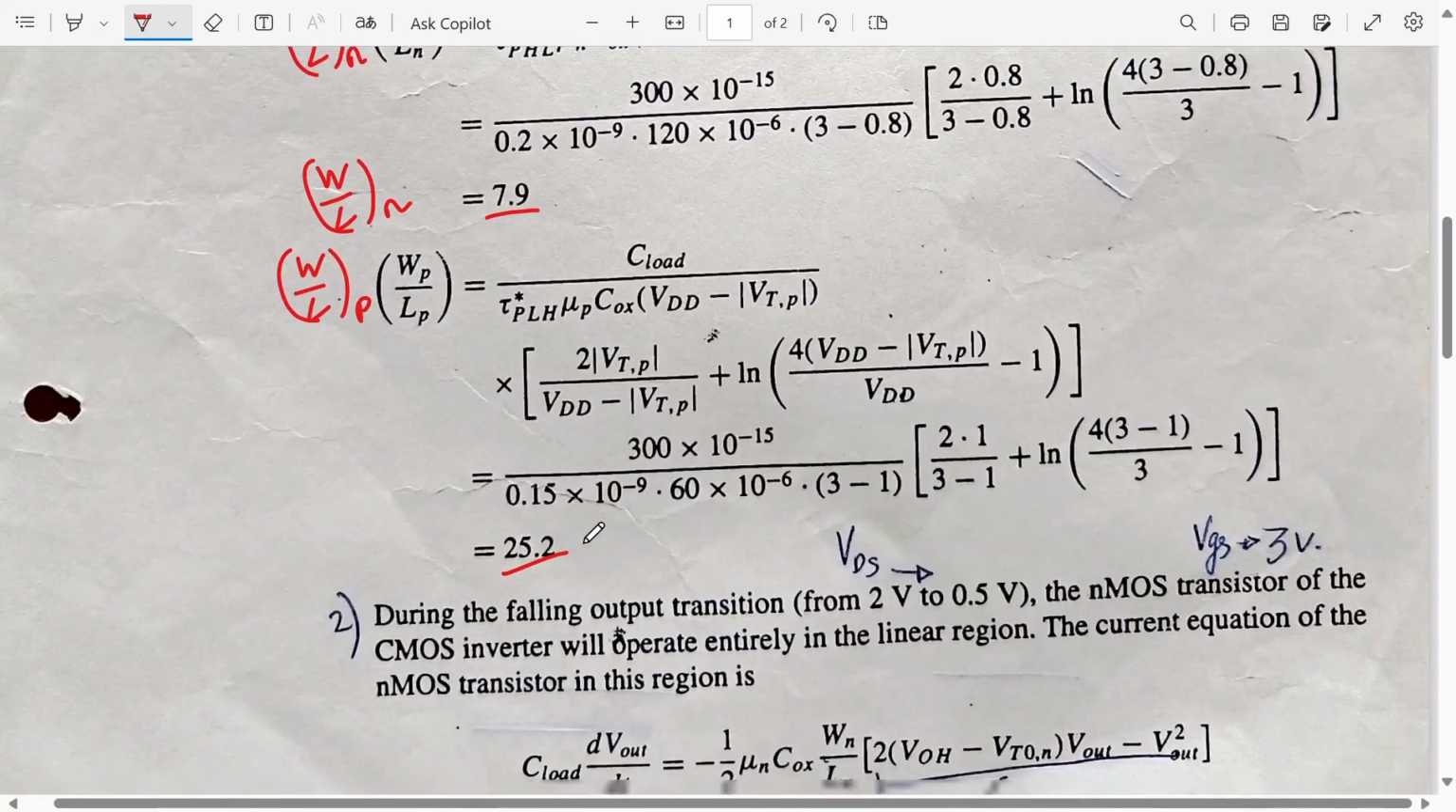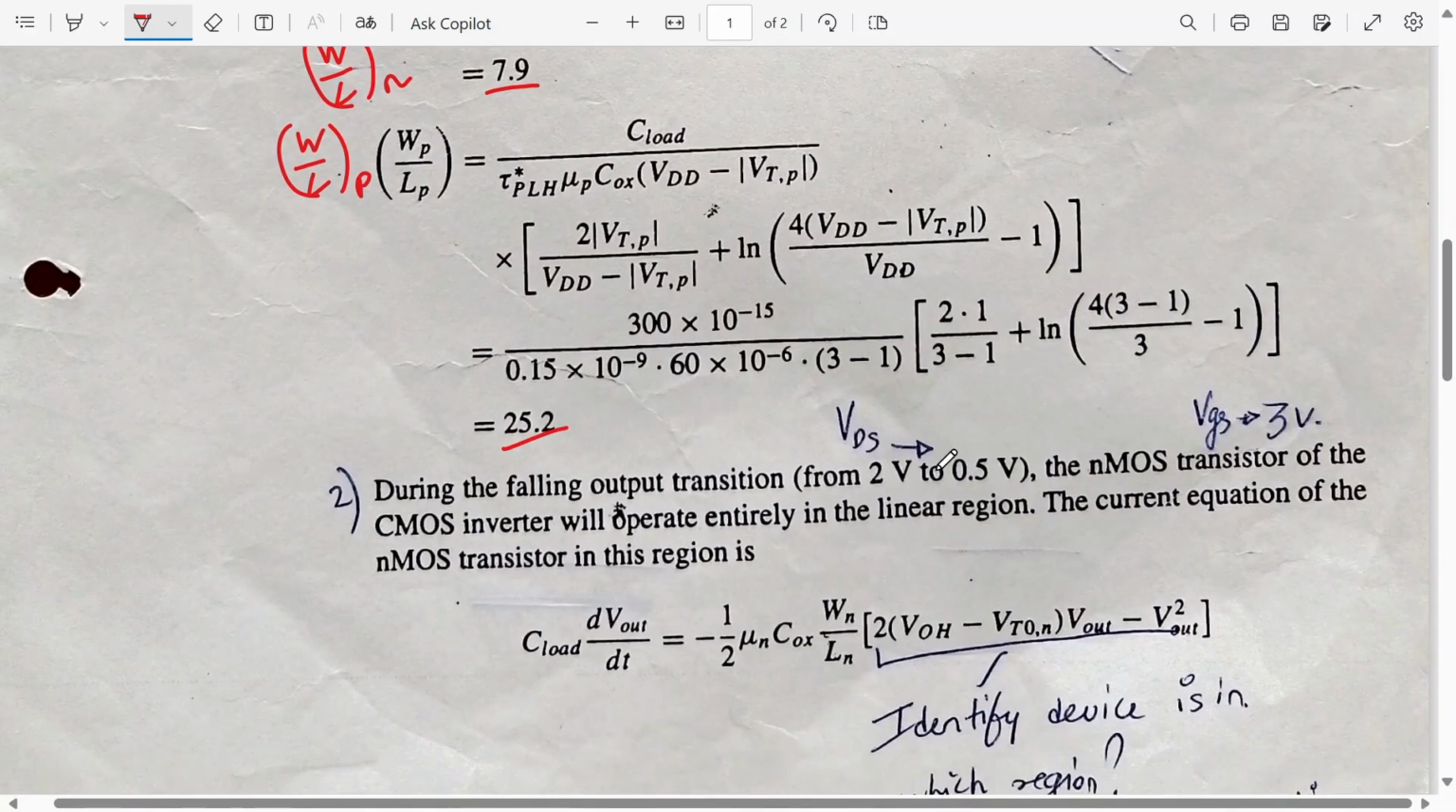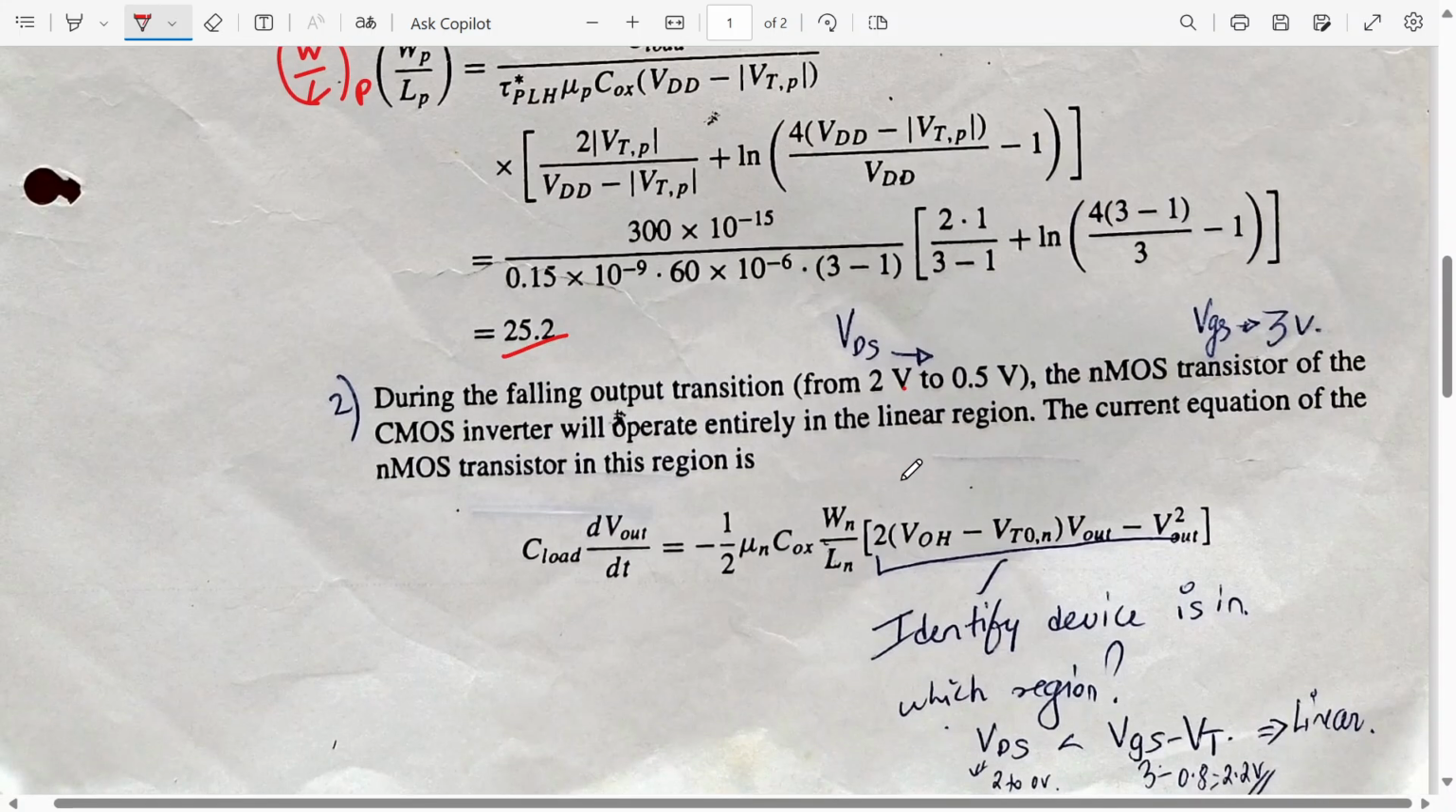Now, during the falling output transition, that means the VDS is falling, right? When the output is falling, what happens? VDS, that is for the NMOS, is falling from 2 volt to 0.5 volt. Yes or no? So during the falling output transition from 2 volt to 0.5 volt, the NMOS transistor of the CMOS inverter will operate in the linear region. How is this possible? Why is it in the linear region? Can anyone tell me now?